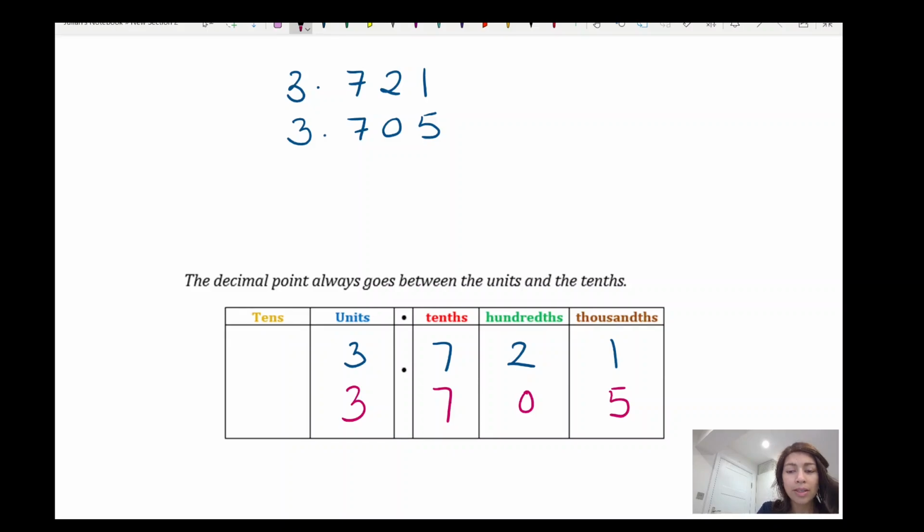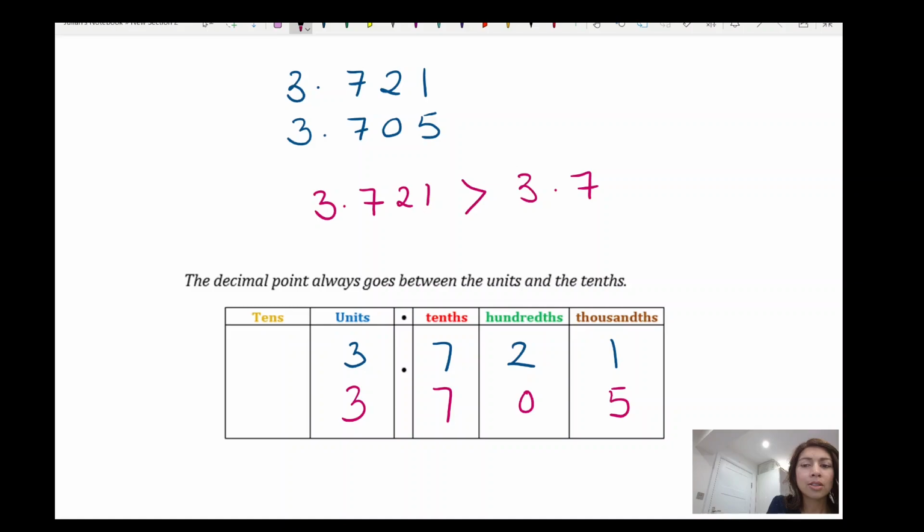We need to now look at the hundredths column. 3.721 has 2 hundredths and 3.705 has 0 hundredths. This means that 3.721 is the larger number. So therefore 3.721 is greater than 3.705.